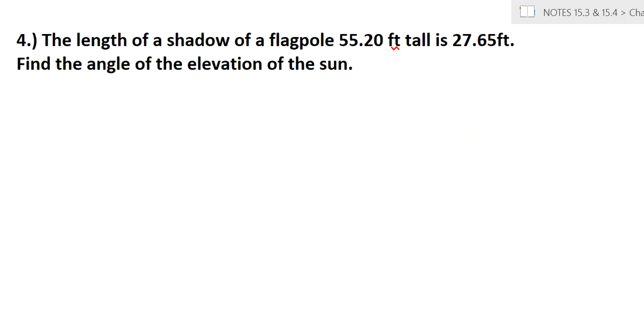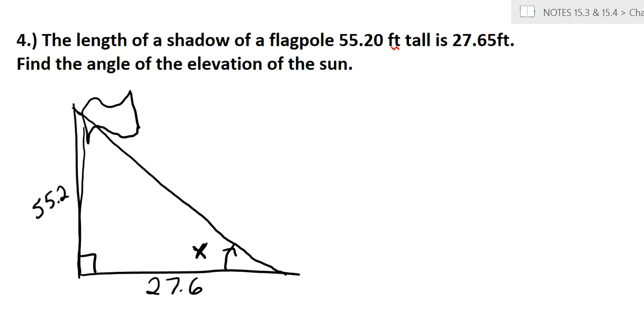For our last problem of the day, it talks about a flagpole casting a shadow, and it gives you the angle of elevation of the sun. Again, pause the video, see if you can come up with the correct diagram. So you can see my flagpole, the height is 55.2, and then from the base to a point is 27.6. These are both feet. And I want to know what the angle of elevation is.